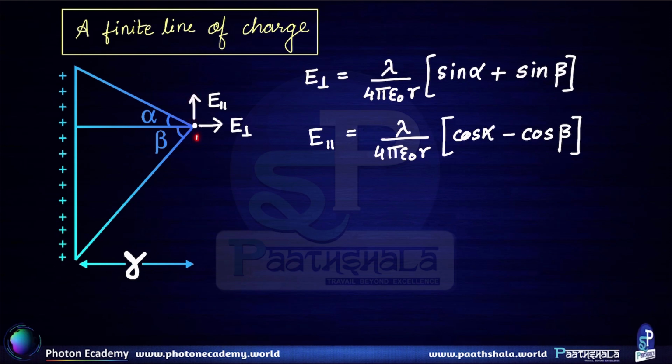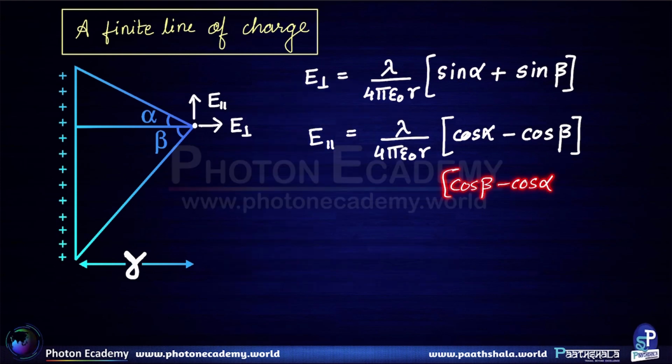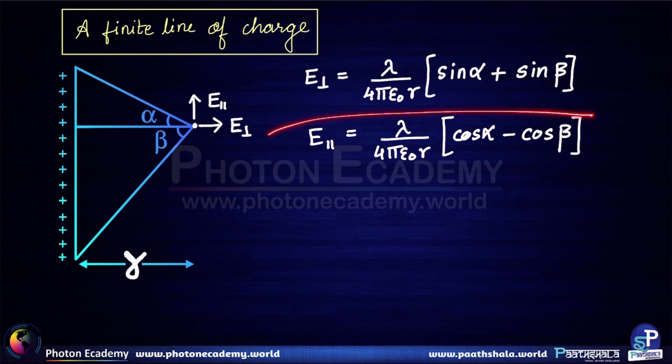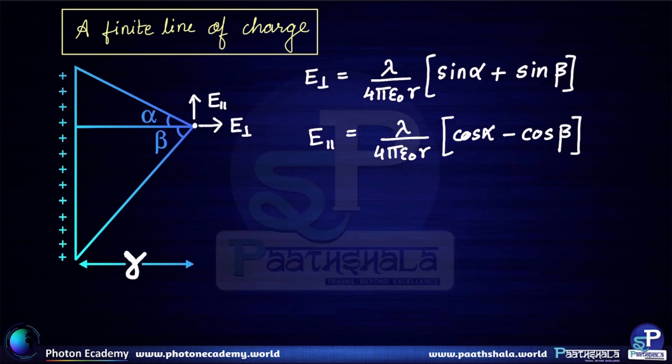So if we had taken E parallel to be towards the beta side, then we should have written cos of beta minus cos of alpha. Since we are taking E parallel to be towards the alpha side, that's why we are writing cos alpha minus cos beta. And that is the value of E parallel, lambda upon 4 pi epsilon naught r, cos alpha minus cos beta. Let's understand this. For a finite line of charge, E parallel is non-zero. This needs to be noted. Unlike an infinite line of charge, wherein because of symmetry considerations, E parallel turned out to be 0.